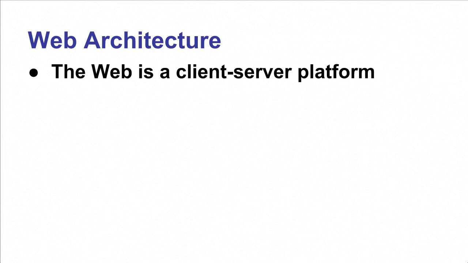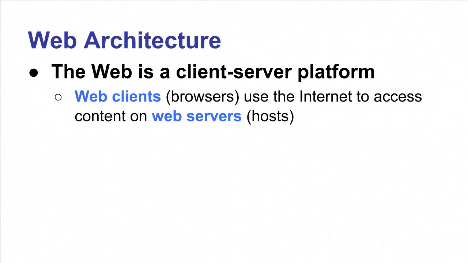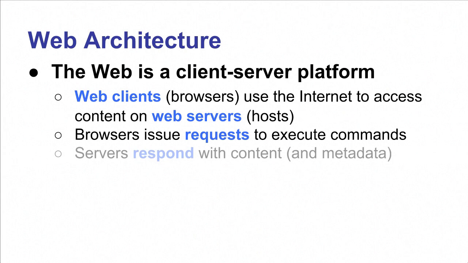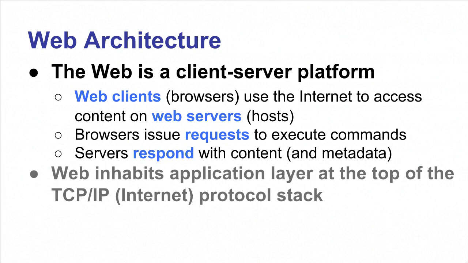With that out of the way, we can now say something meaningful about the architecture of the web. The web is a client-server system in which all messages take one of 2 forms. Browsers issue requests to servers to execute commands, and servers respond by sending back the results of the command as content with added metadata to describe it. Thus the web is really just a collection of application protocols that operate over the Internet.